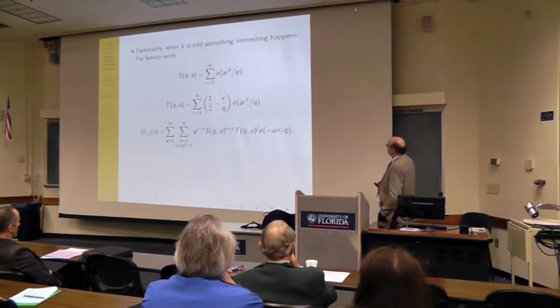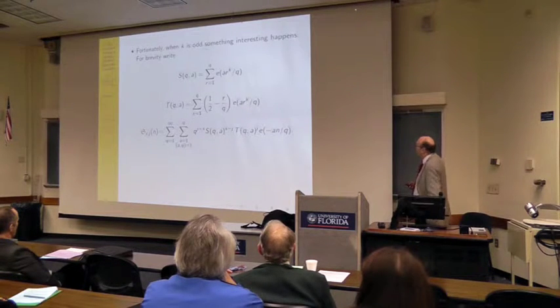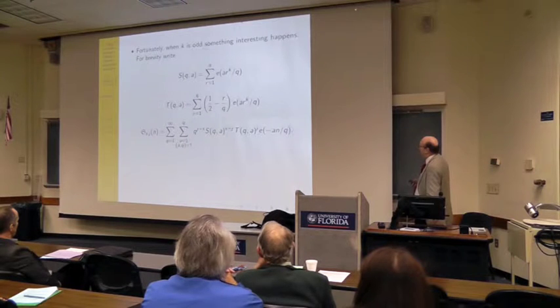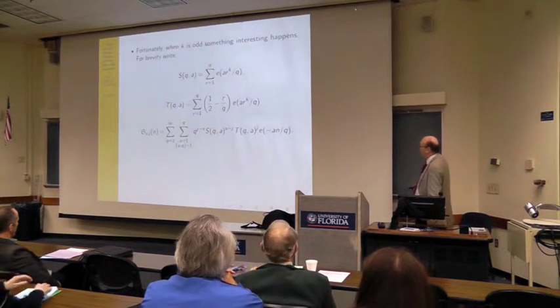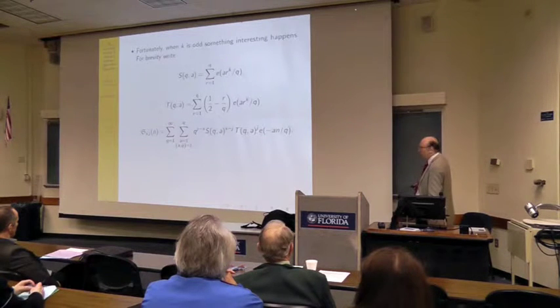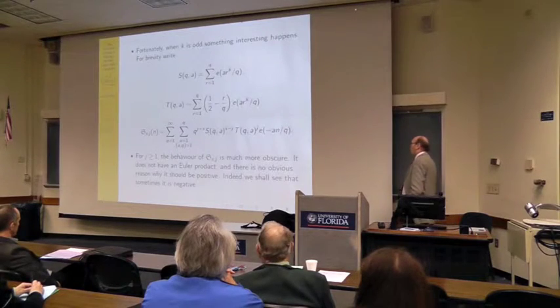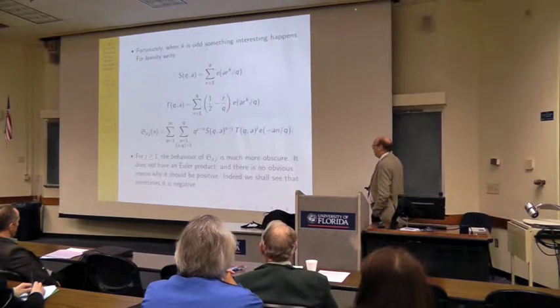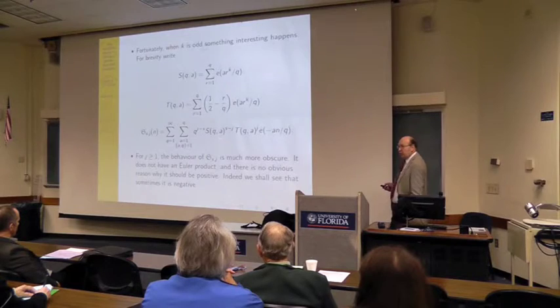Okay, so fortunately, when k is odd, something interesting happens. And I'm going to have to introduce a new exponential sum. So previously we just had this Gauss sum. Now we have a rather more interesting sum, and a new kind of singular series, where now j of the Gauss sums are replaced by this new sum. And the behavior of this series is not that well understood, mostly because it does not have an Euler product.